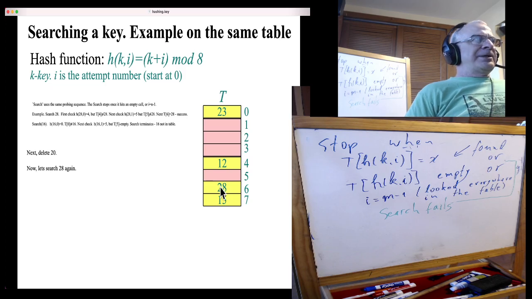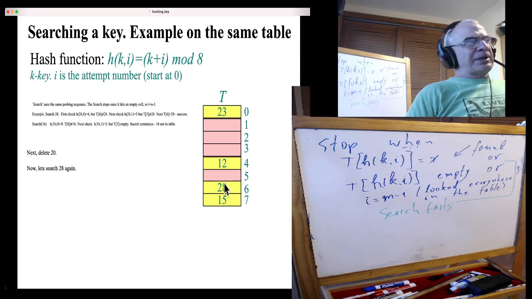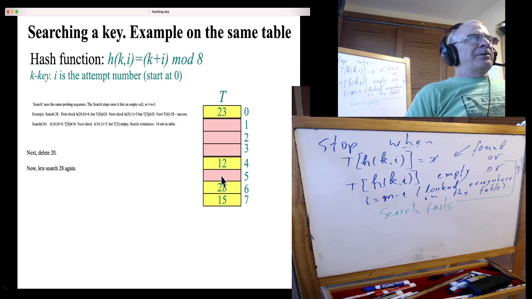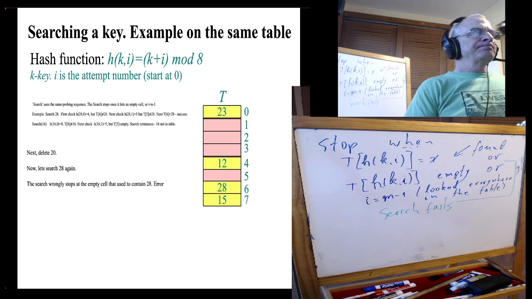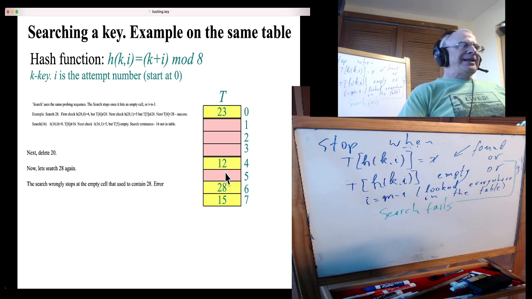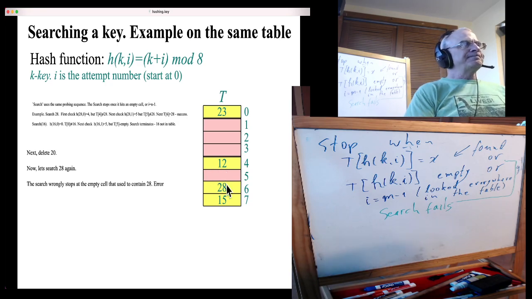And why does 28 live here? Because when I inserted 28, there used to be somebody living right here, 20 to be precise, and the 20 prevented me from inserting 28 into this cell. So I had to move one cell forward. However, 20 ceased to exist, and that created a bug when I'm searching for 28. Make sense? By deleting 20, now my search algorithm fails to find 28.